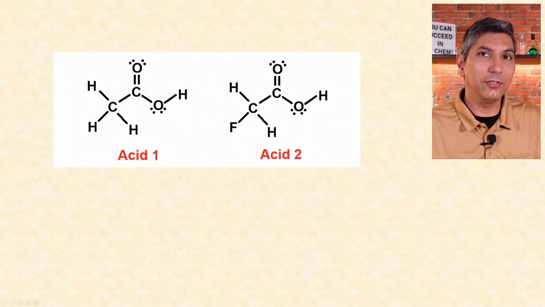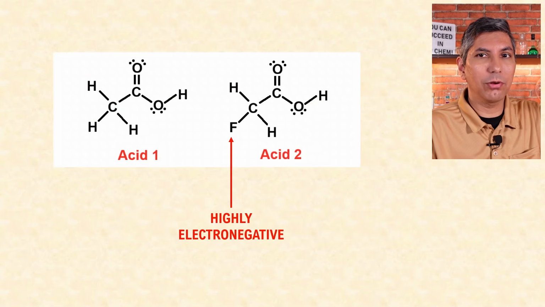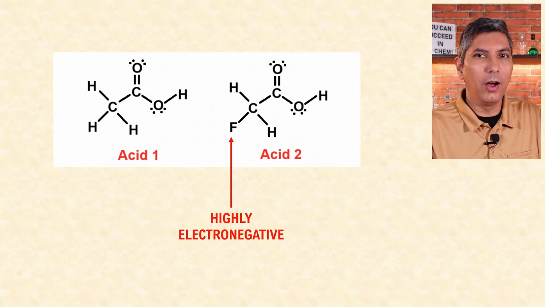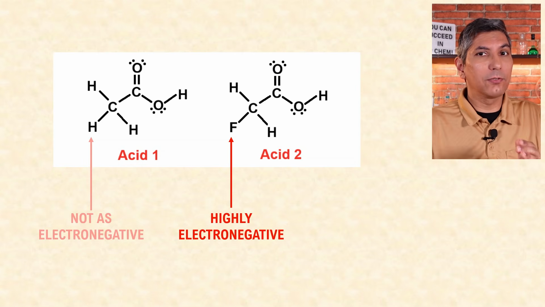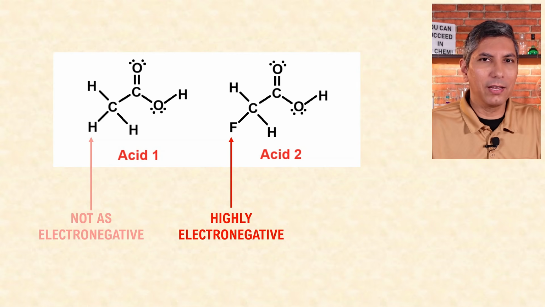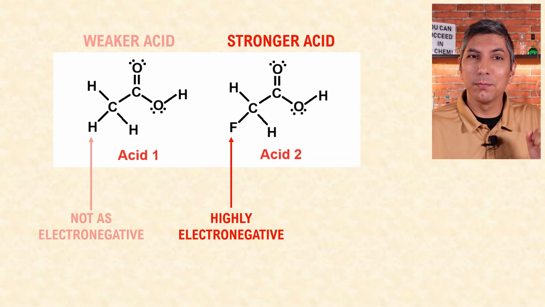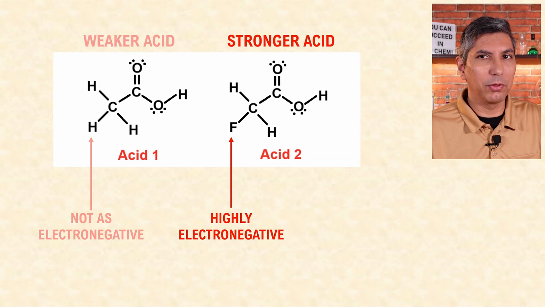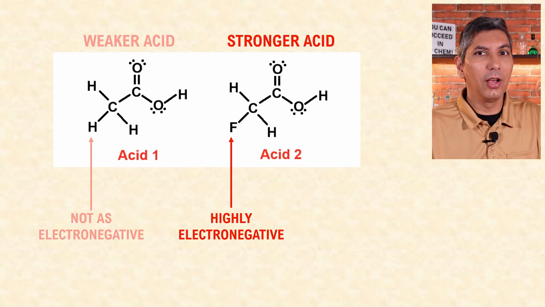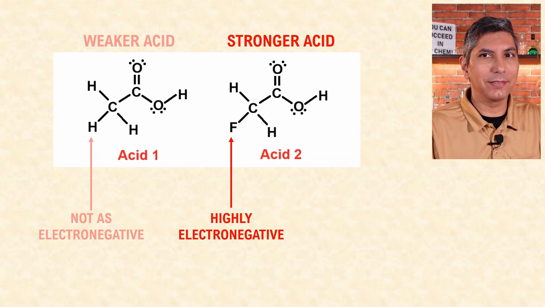What if we're given these 2 acids? Notice that acid 2 has a highly electronegative fluorine atom, while acid 1 just has another hydrogen, which is not nearly as electronegative. Since fluorine is very electronegative, acid 2 is much stronger than acid 1. Oxyacids with very electronegative atoms are stronger than other acids.